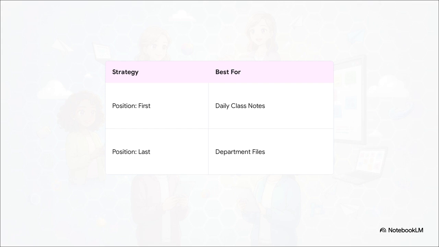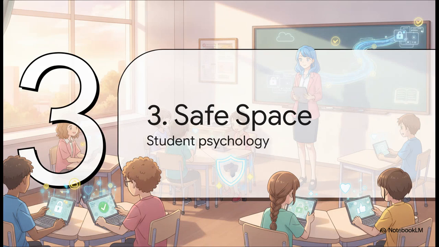And that is perfect for department files, because it forces the documents to stay in a logical reading order, just like reading a book from top to bottom. It's a tiny tweak, but it's a total game changer for usability. Section 3. The safe space, protecting student psychological safety.